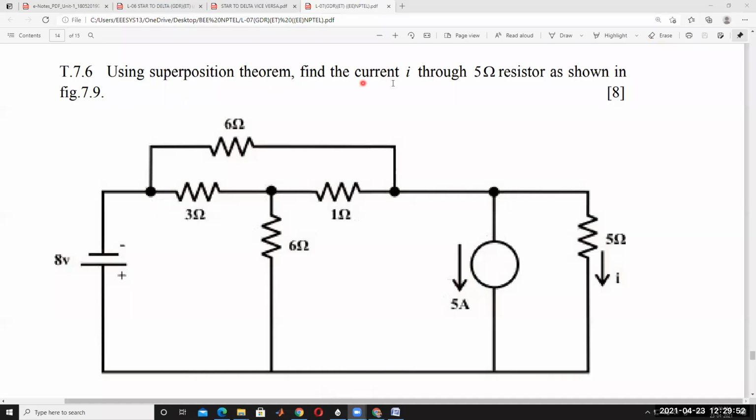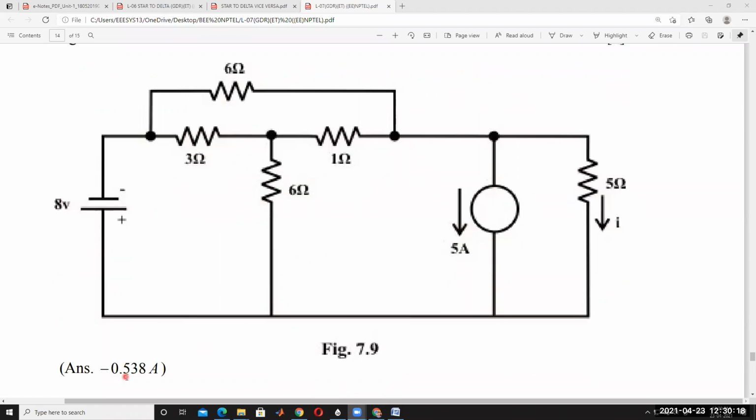Use the superposition theorem to find the current I flowing through the 5 ohm resistor shown in the figure. Here 2 sources are there, an 8 volt voltage source and a 5 amp current source. Activate this source, deactivate the other source, and find the current I. You will get minus 0.538 amps. Okay, verify this answer by using nodal analysis or mesh analysis.